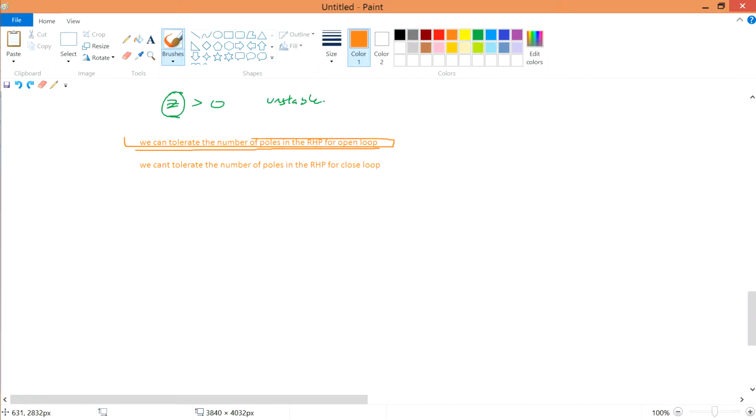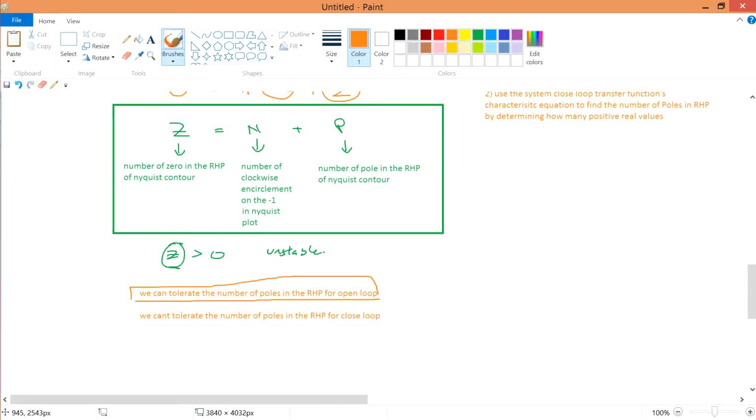But anyway, these are two important understandings you need to know. We can tolerate the number of poles in the right half plane as long as Z is equal to 0.